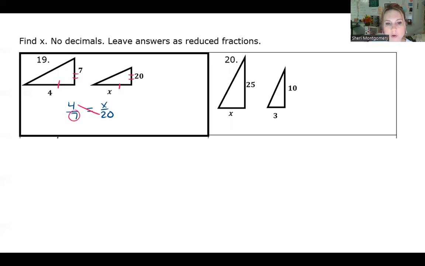So we get 4 times 20. What's 4 times 20? 80. So it's 80 divided by 7. Does that reduce? No. No, that's our answer. If it can reduce, you will reduce it. But if it doesn't, you just leave it as a fraction. So it says no decimals. Do not give me a decimal.